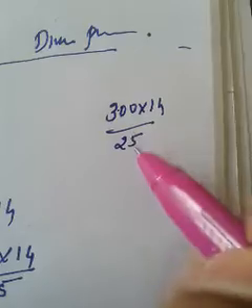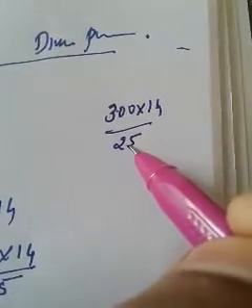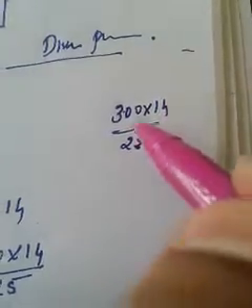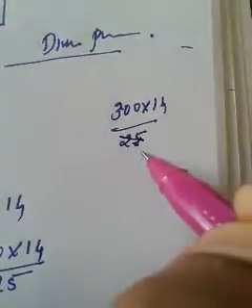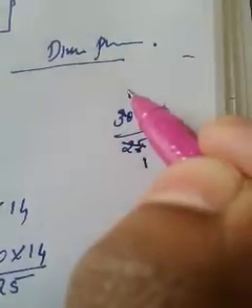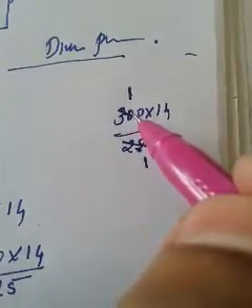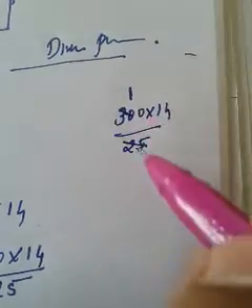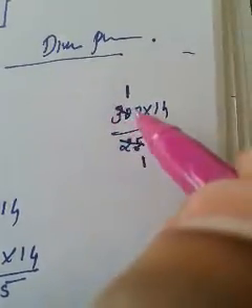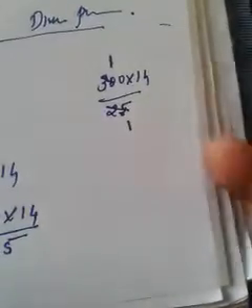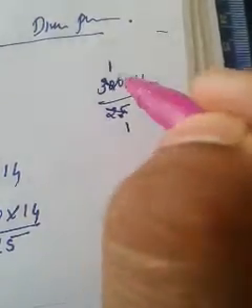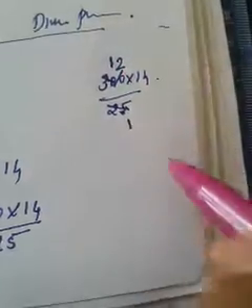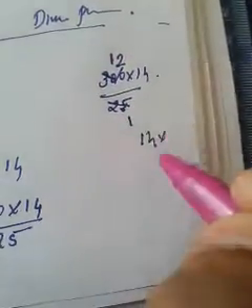I can cancel 300 by 25 or by 5 also, but 25 is the largest number possible. I am going to cancel 25 and 300 by 25. In 25 how many 25? 1. In 30 how many 25? 1. Remainder 26, 27, 28, 29, 30, so 5 is the remainder. That 5 and the next 0 join together and become 50. In 50 how many 25? 2. So the answer is 12 into 14.